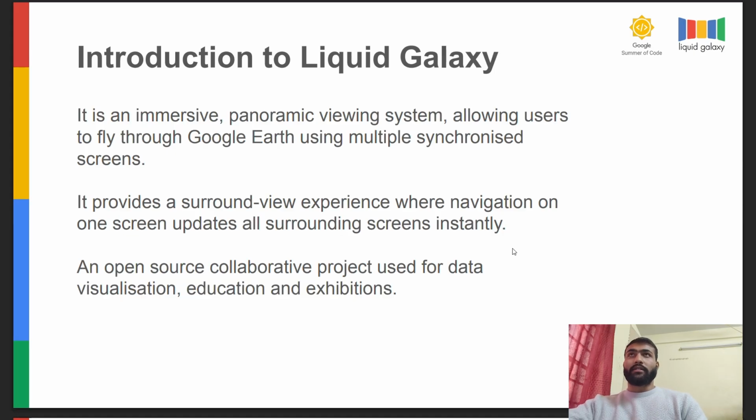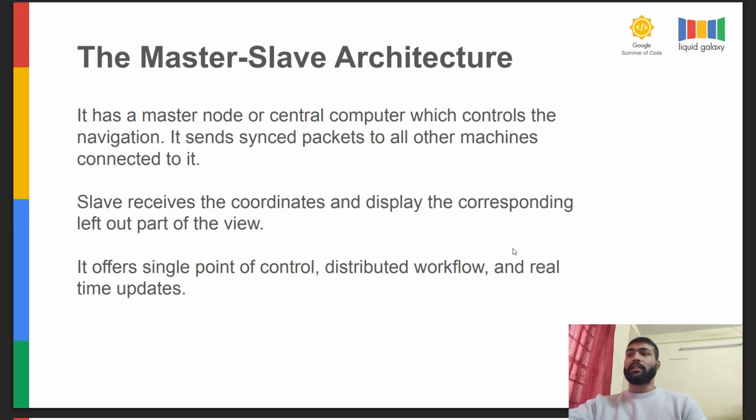The master-slave architecture. The Liquid Galaxy follows the master-slave architecture. It has one master node which acts as a central computer which controls all the slaves. It acts like the brain of the rig, and it sends broadcast package commands to the slaves, which are displayed through Google Earth. All other machines are connected to the master node. It acts as a single point of control and distributed workflow with real-time updates.